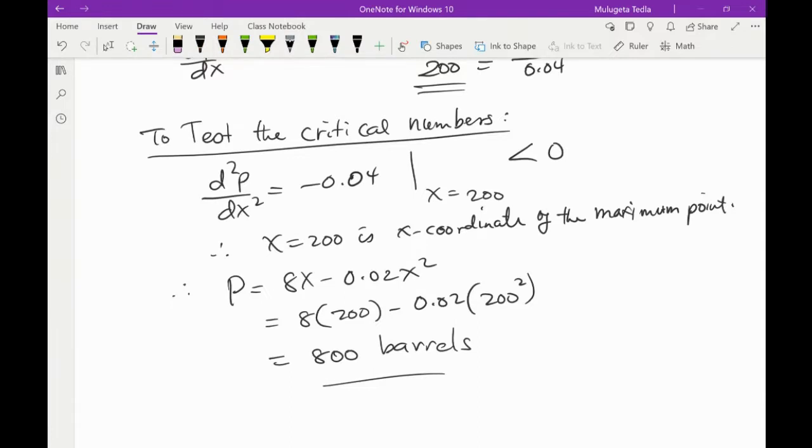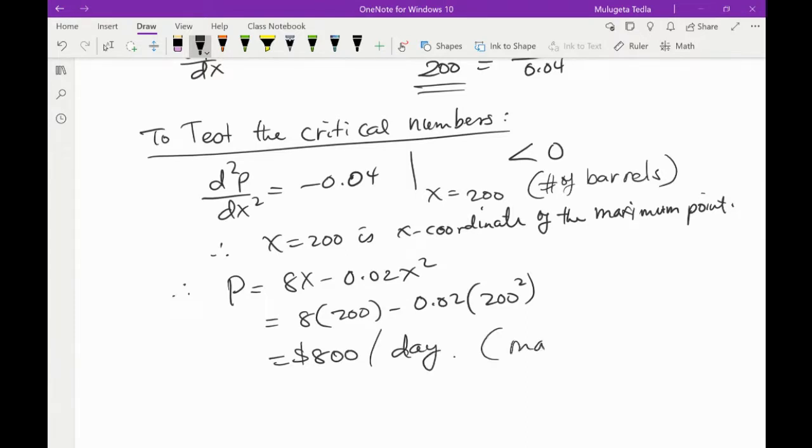No, this is not barrels. This is money. This was the number of barrels. They have to produce 200 barrels to make 800 per day. That is the maximum profit.